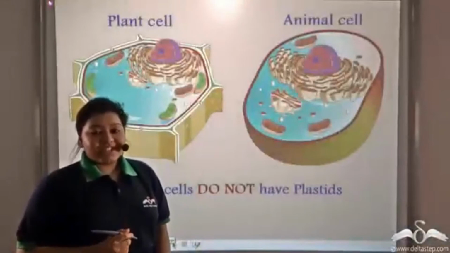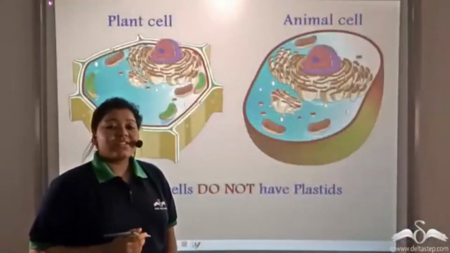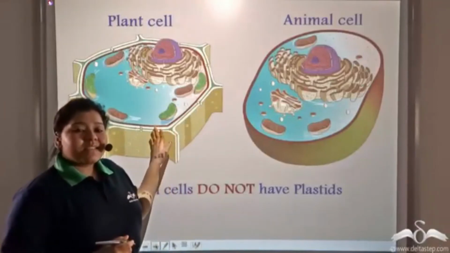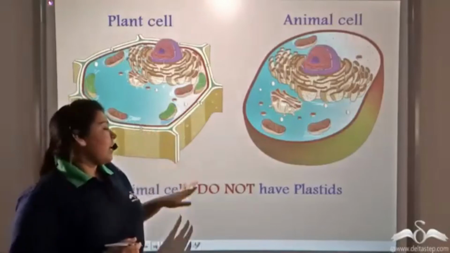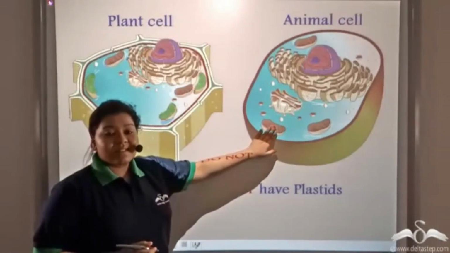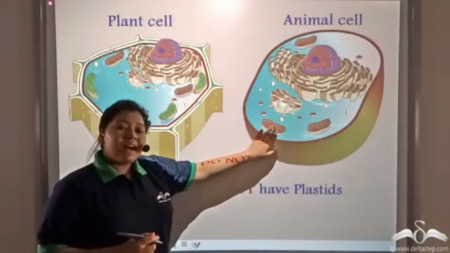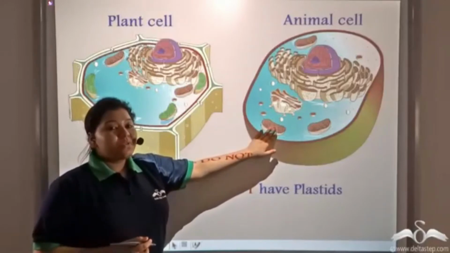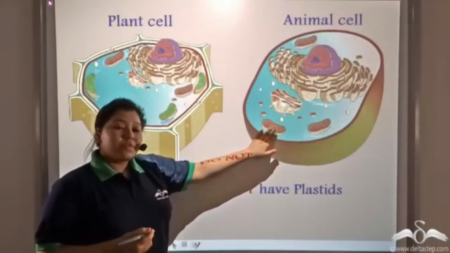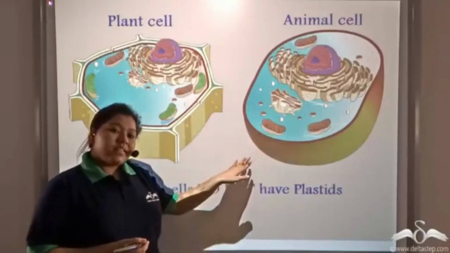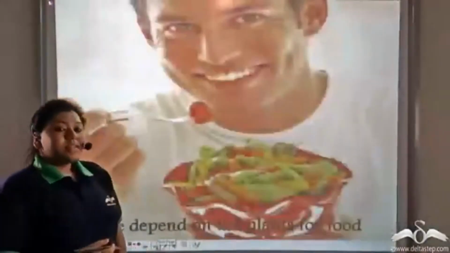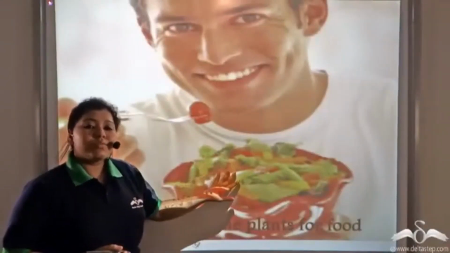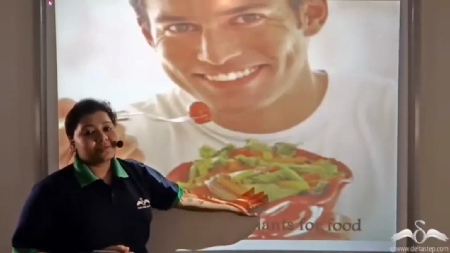Now, if you've been paying attention, you will realize that I have just talked about plastids in a plant cell. That is because plastids are present only in the plant cell. Animal cells do not have plastids. This means that animal cells do not have chloroplasts in them, so they cannot manufacture food by the process of photosynthesis. That is why we are dependent on plants for food. All animals and all human beings depend on plants for food.